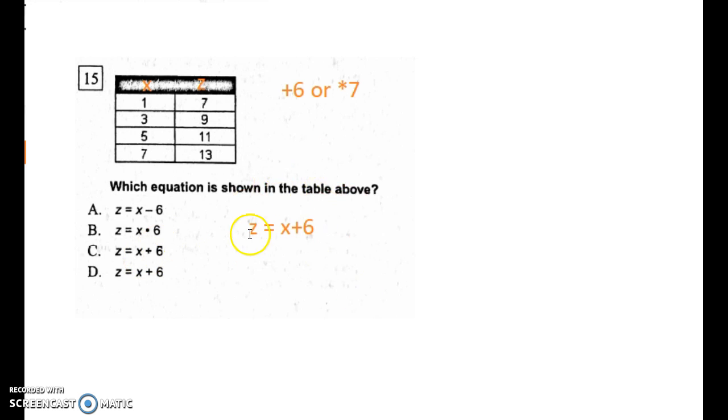This is definitely going to be on the quiz tomorrow, or test tomorrow, so make sure you guys understand how I got there. All I did is add 6 to get to each of these, right? 7 plus 6 equals 13, 5 plus 6 equals 11, 3 plus 6 equals 9, 1 plus 6 equals 7. So that's my equation. X plus 6 equals z, right? Because z, that's what these are.